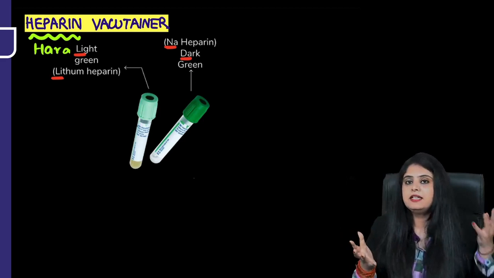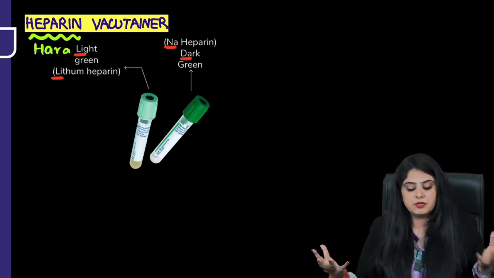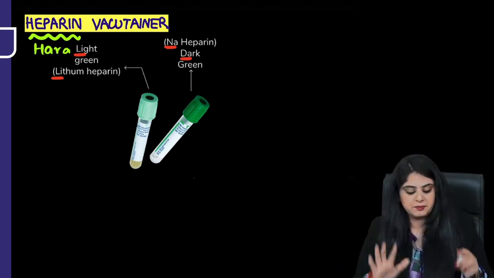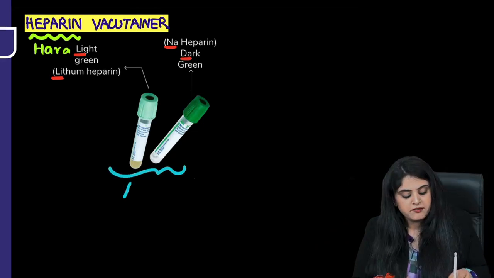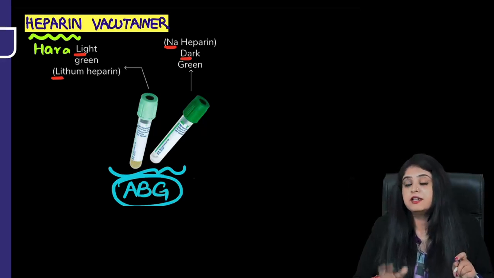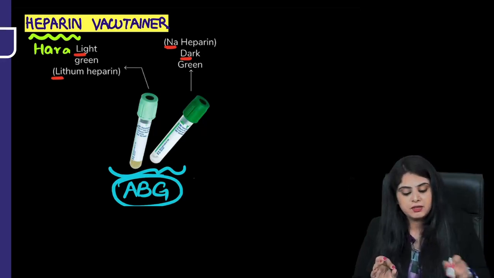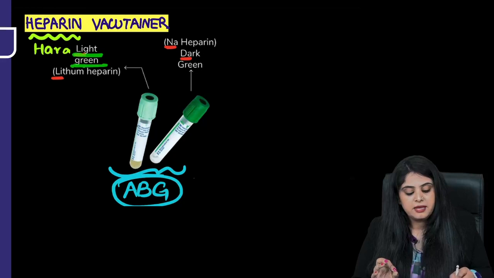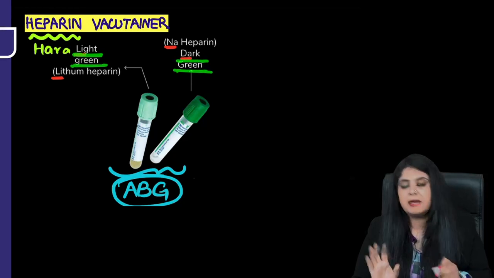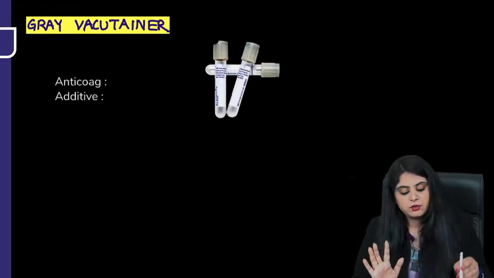Got it, easy? Light green, lithium heparin. Dark green, sodium heparin. DANA, Li. Same. What are they used for? Whenever you have to do arterial blood gas analysis, you use the green vacutainer, the heparin vacutainer. So remember, light green, lithium heparin, dark green, sodium heparin. Simple. Moving on to the next one, G for gray.